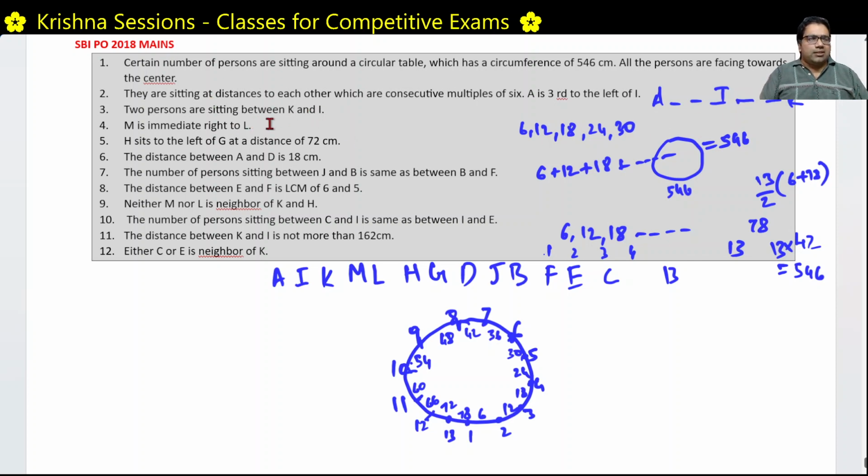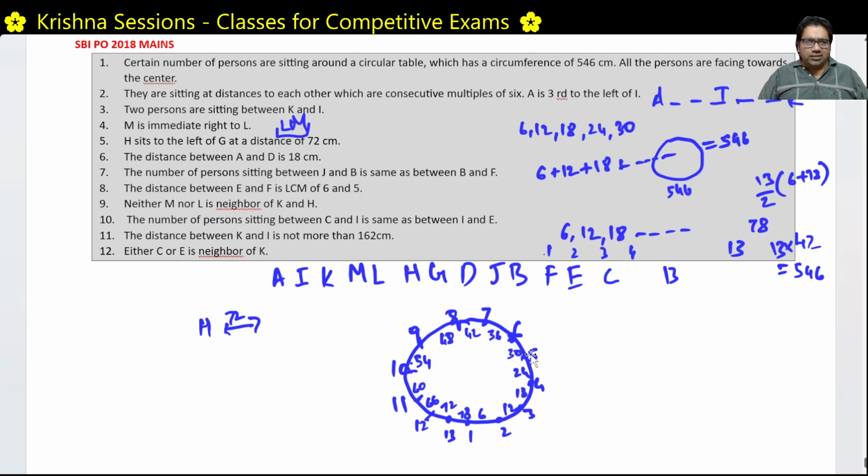M is immediate right to L. What does that mean? L and M are sitting like this. H sits to the left of G at a distance of 72 centimeters. H and G, there is a distance of 72 centimeters. Now, if you look at the picture, these two slots have 72 centimeters distance. 13 and 12. Is there any other combination that can have distance of 72?